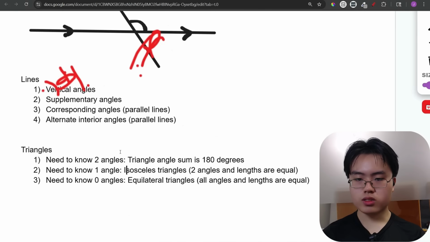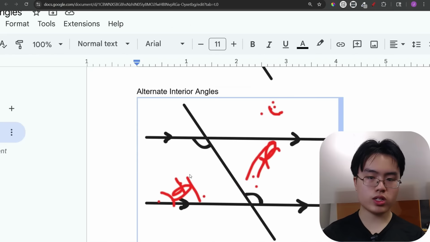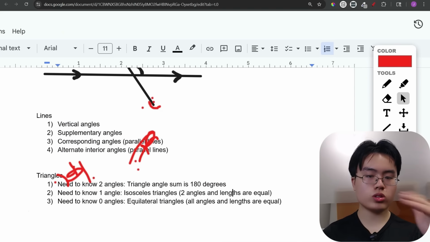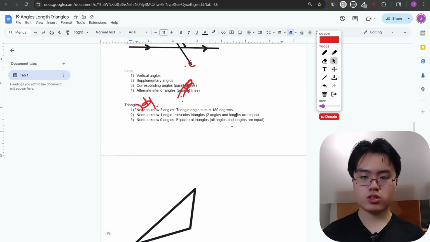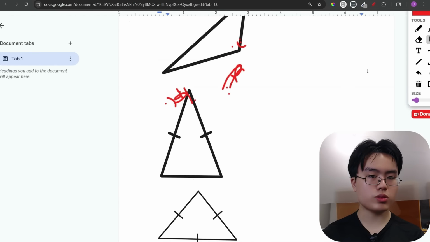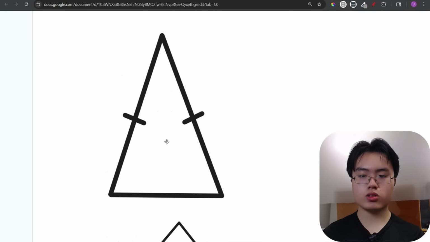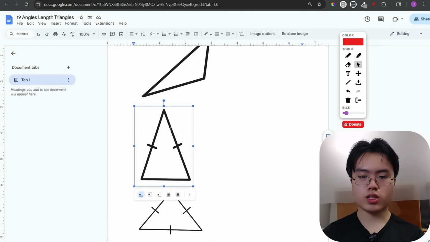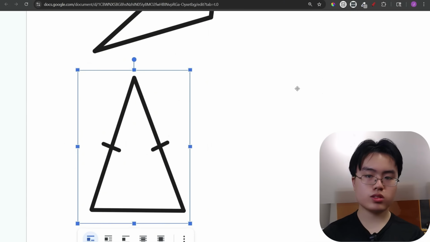Another thing is isosceles triangles, which is really common. Isosceles triangles is just anytime we know two angles or lengths of the triangle are the same. So, for example, this triangle, so let me get rid of the previous thing. This triangle is telling us, by the way, the slashes just mean the sides are the same. Like the number of slashes, right?